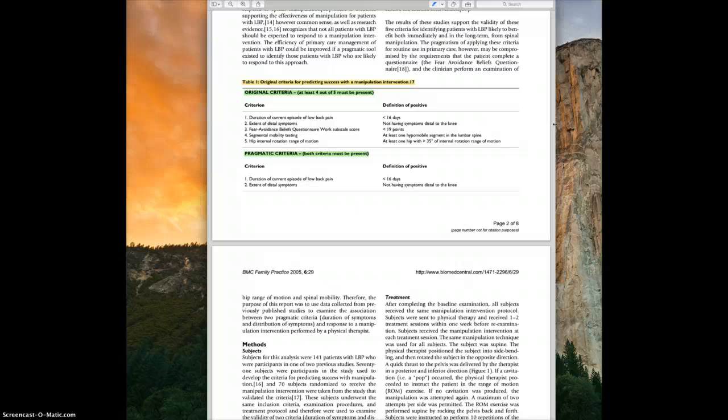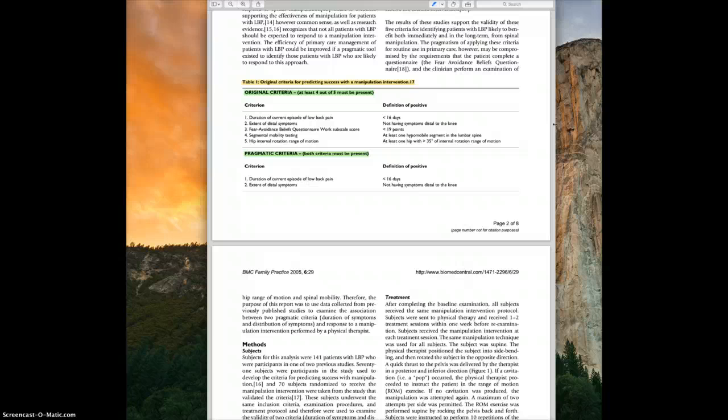If the patient had this criterion, and we applied it to a patient with nonspecific lower back pain and they fit 4 out of 5, the likelihood of them responding to the intervention of spinal manipulation was favorable, and the prognosis for getting their lower back pain better was highly probable. So then Fritz and Flynn decided to do a pragmatic criterion because, in a busy chiropractic practice or a busy manual medicine practice, you may not have time to do FABQs and check internal rotation of the hip.